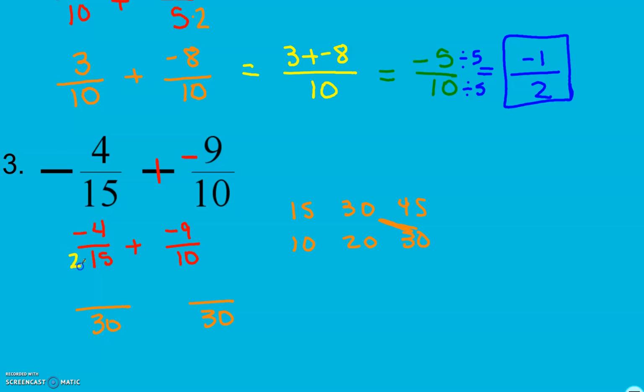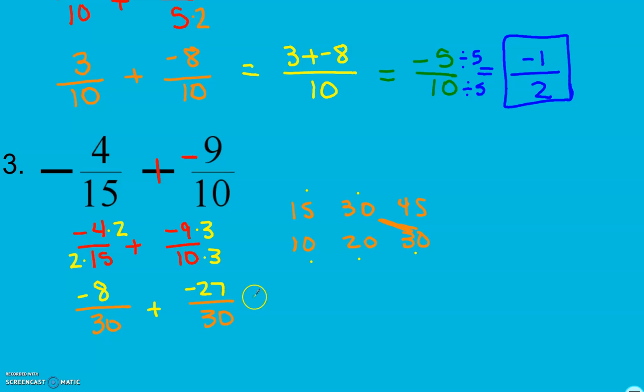15 times 2 is how I get to 30. I have to change my numerator then the same way. If I change my denominator by multiplying by 2, I also have to change my numerator. My denominator, 10 times 3, was how I got to 30. So if I change my denominator, I also have to change my numerator, and I get negative 27 here.